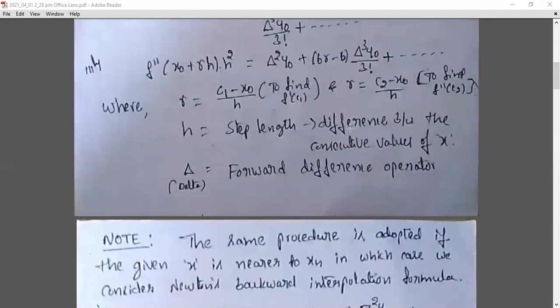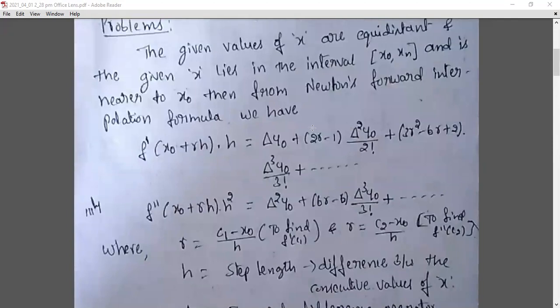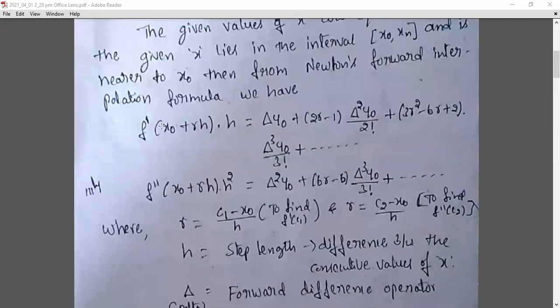The forward interpolation formula is given by f dash of x naught plus rh, into h, equal to delta y naught. This symbol is called delta, and this is called the forward difference operator. And this delta y naught plus 2r minus 1 into del square y naught by 2 factorial and so on. In this formula, r represents a constant which can be obtained by using the formula r equal to c1 minus x naught by h.